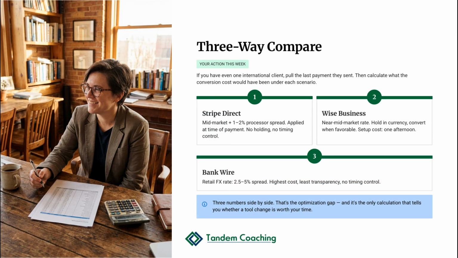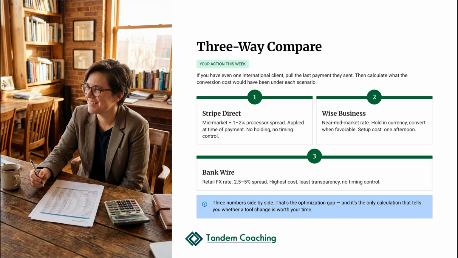Run a three-way cost comparison on a real international client payment if you have any client whose payments cross a border. Pull the most recent payment they sent you. Calculate three numbers side by side, what that exact payment would have cost you to receive via Stripe Direct with currency conversion at processor rate, via Wise Business with hold and convert at near mid-market rate, and via a bank wire at your bank's wire rate.